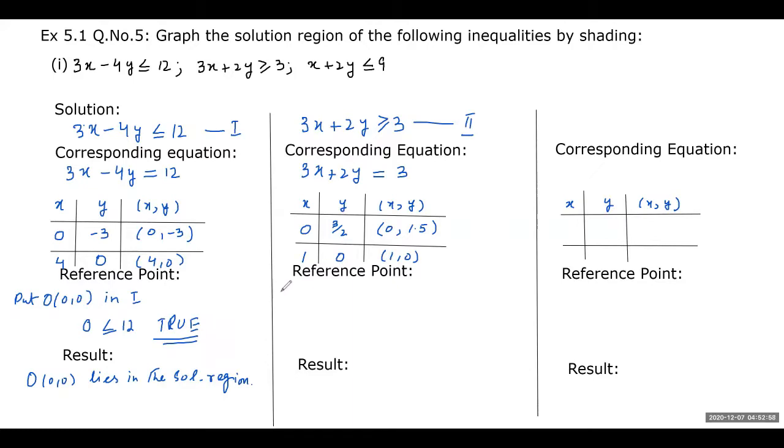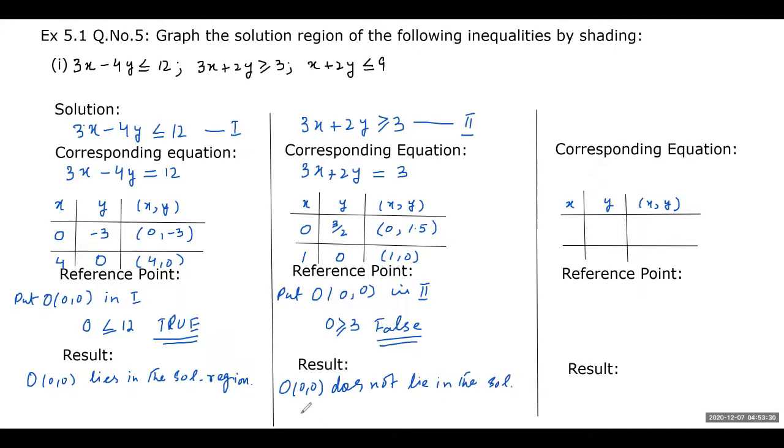Now we go for the reference point. Put the origin (0, 0) in inequality number 2. 0 plus 0 gives us 0 is greater than or equal to 3, and it is a false sentence. Result, the origin does not satisfy this inequality, or you may say the origin does not lie in the solution region.